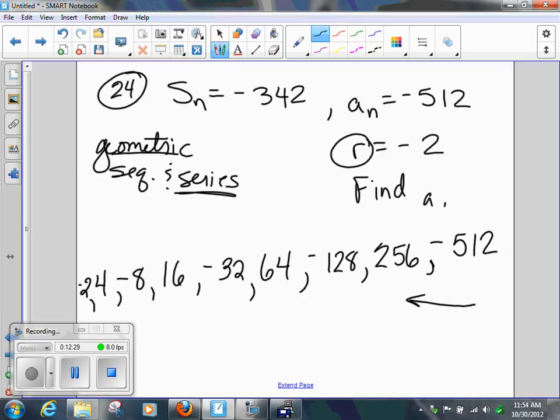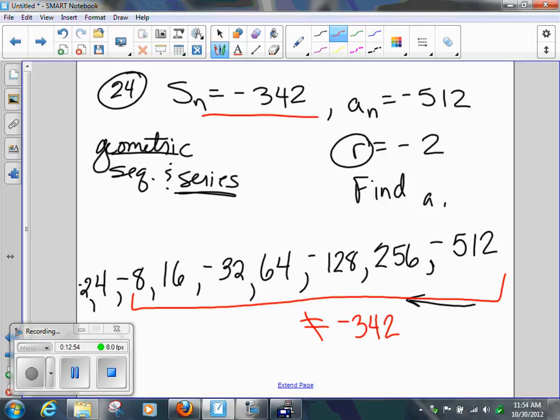Did you go all the way? Okay, you didn't go far enough, because I stopped right here too, Anna. And I said, oh, let's check them here. I checked my sum here, and it did not equal negative 342. So I kept dividing until I got to a sum of negative 342.